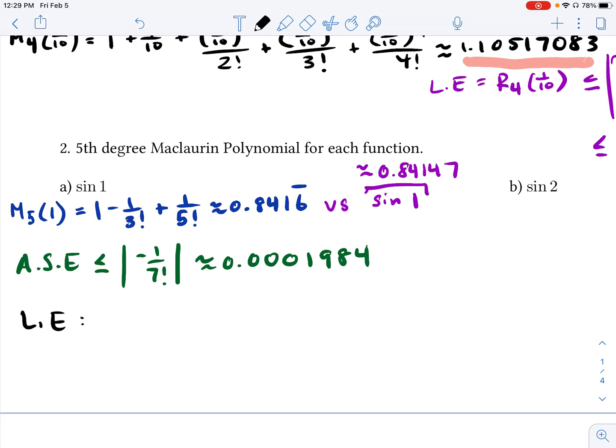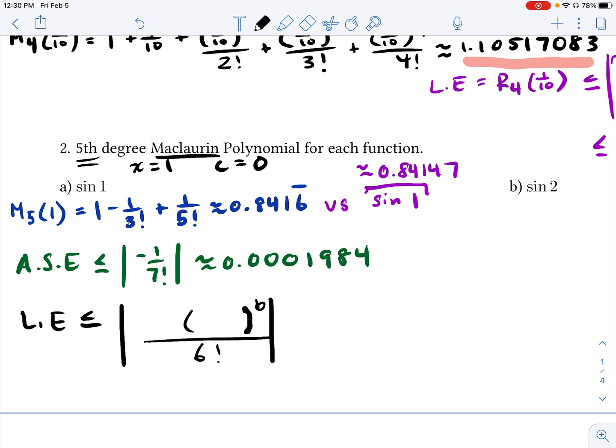And we know that this is going to be, again, less than or equal to the absolute value of, and hopefully you know the structure a little bit better by now, since this was a 5th degree Maclaurin polynomial, I want to do x minus c raised to the 6th power. It's the next unused term, raised to the 6th power over 6 factorial. We know inside the parentheses, it's x minus c. Well, we're evaluating at 1, so x is equal to 1, and c is equal to 0 because it's a Maclaurin polynomial. So I'm just going to write 1 here inside the parentheses.